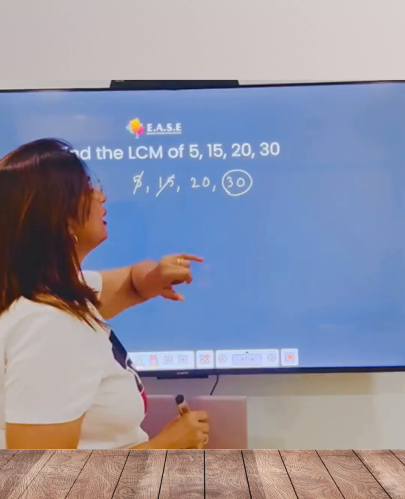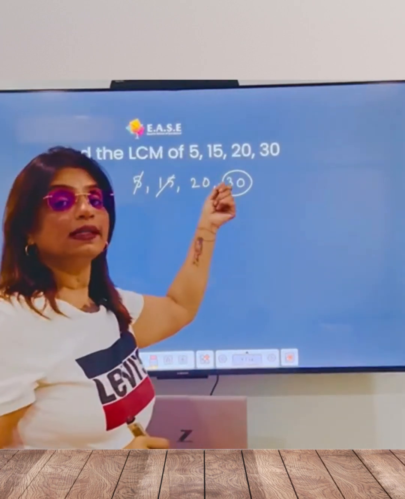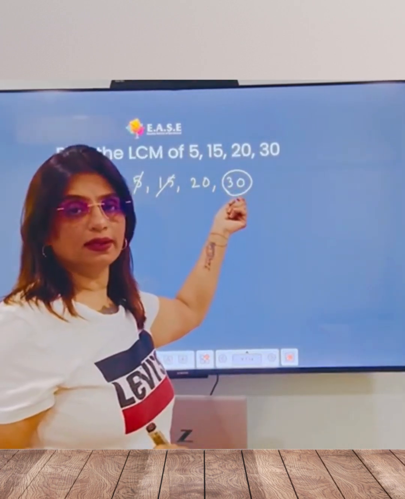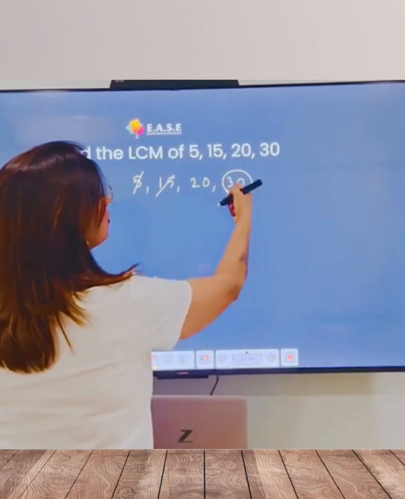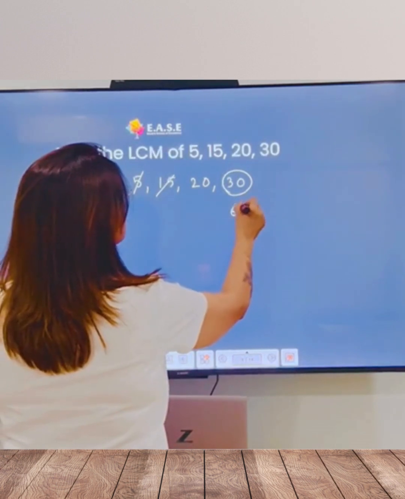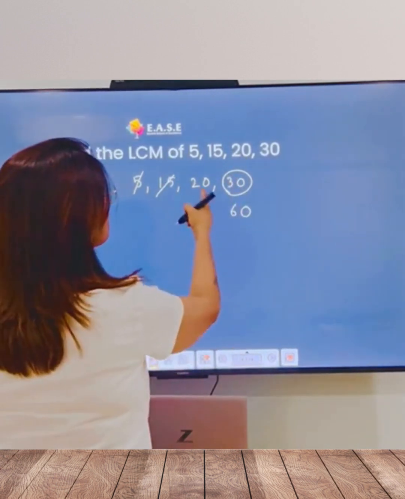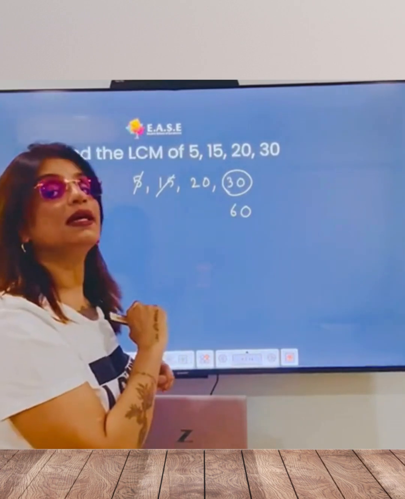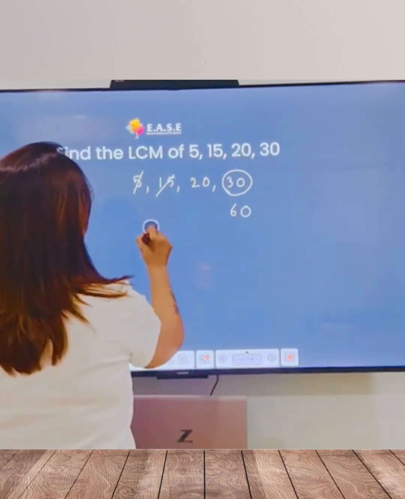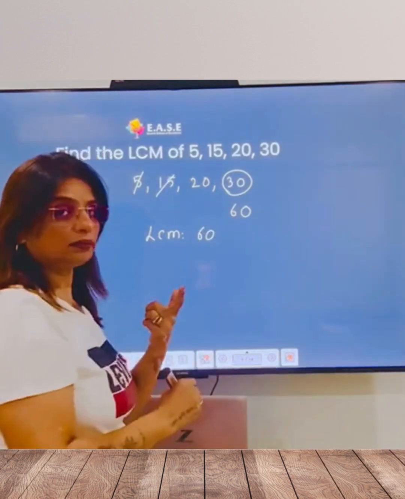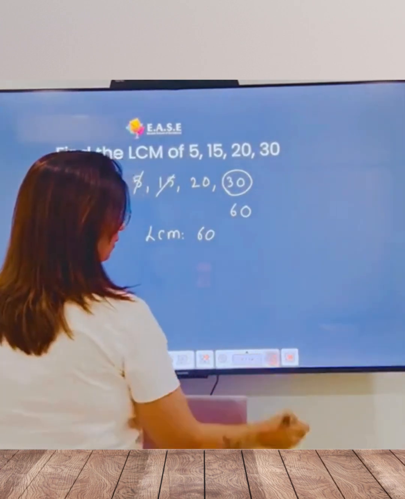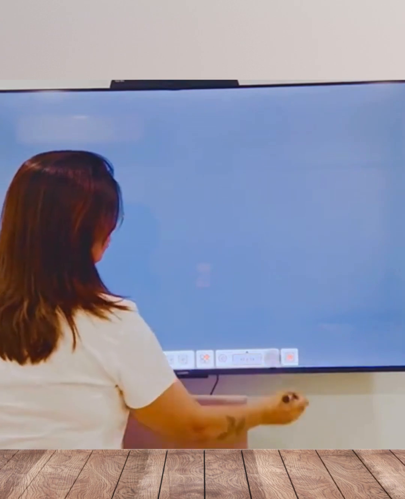You're left with 20 and 30, and we very well know that 30 will never appear in the table of 20. So what are we going to do here? We will go to the next: 30 times 2 will give you 60. Now check. Will 60 appear in the table of 20? Yes, it will. So then your LCM is 60. Easy? All right. Now, let's see one more example.